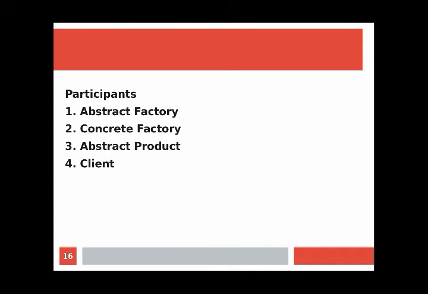We'll see one by one. Abstract factory declares an interface for operations that create abstract product objects. Second is concrete factory. It implements the operation to create concrete product objects. And the third is abstract product. It declares an interface for a type of product object. And the fourth is concrete product, which defines a product object to be created by the corresponding concrete factory, and implements the abstract product interface. And the fifth participant is client. It uses only interfaces declared by abstract factory and abstract product classes.